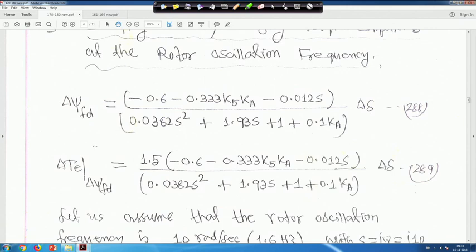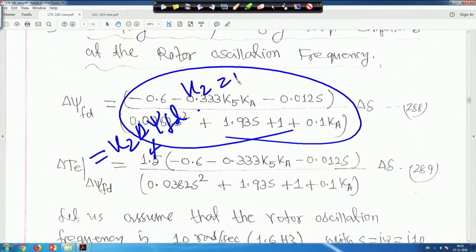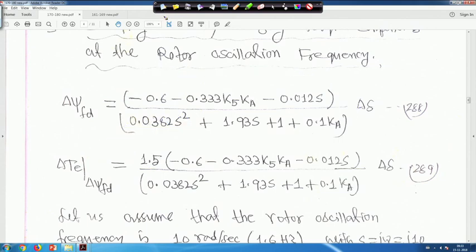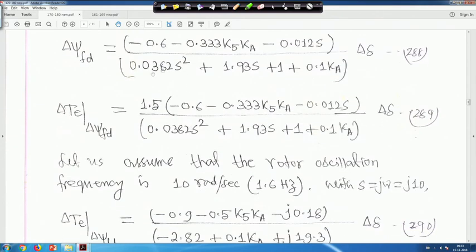Now, delta T due to delta psi FD is actually K2 multiplied by delta psi FD. So, mathematically this is equal to K2 delta psi FD. This expression is delta psi FD multiplied by K2, and parameter K2 we have taken as 1.5, that is why it is multiplied by 1.5. So, if you multiply this, delta T due to delta psi FD is equal to 1.5 into the delta psi FD, that is the whole term, into delta. This is equation 289.